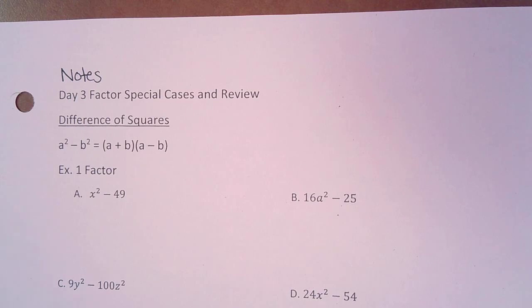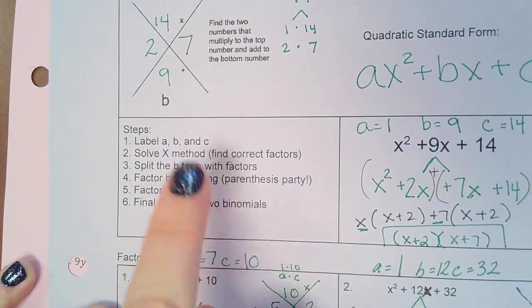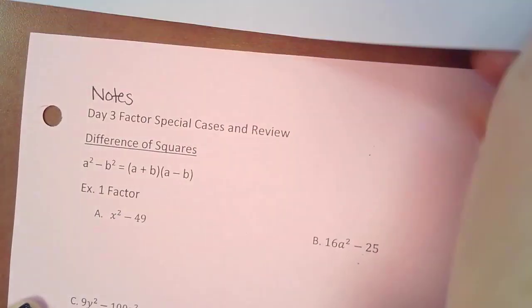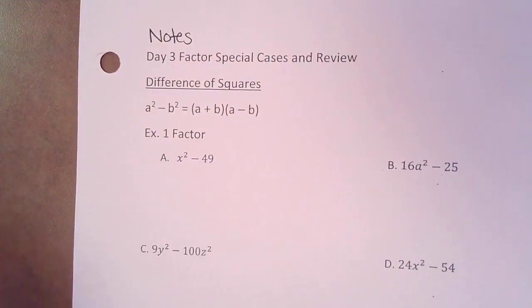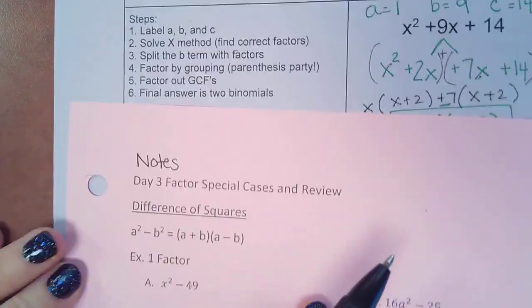So starting out with our special cases, remember we have the steps from last class, and I will pull those notes so we can take a look at those. Last class we had these 6 steps that we can always revert back to, even if we have special cases. So for our first special case, we're just going to go ahead and factor as if we didn't realize it was a special case, and we'll use the steps from last class.